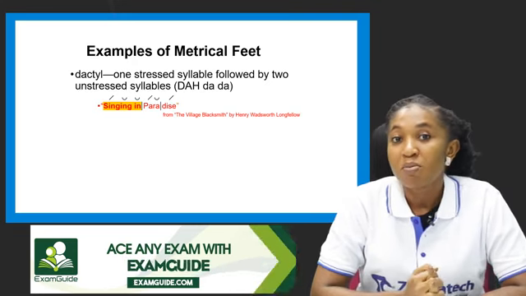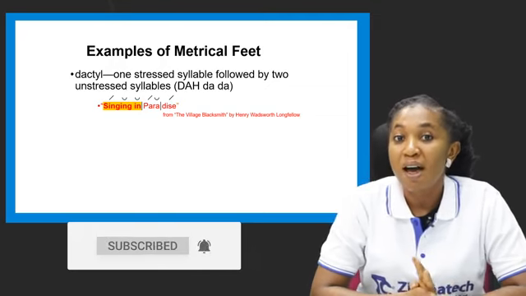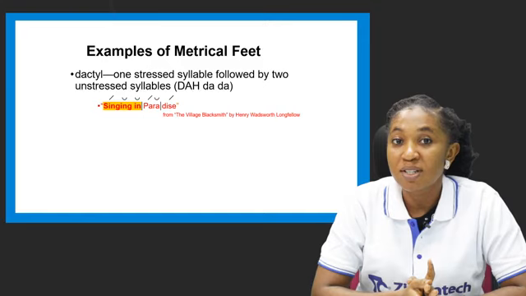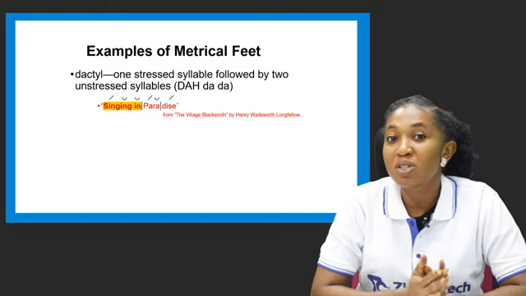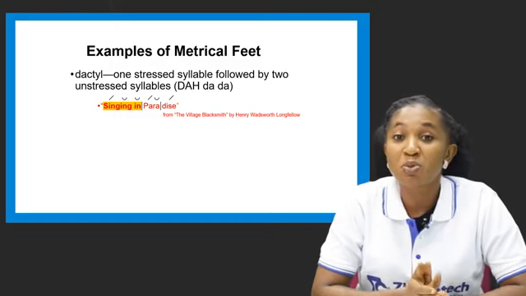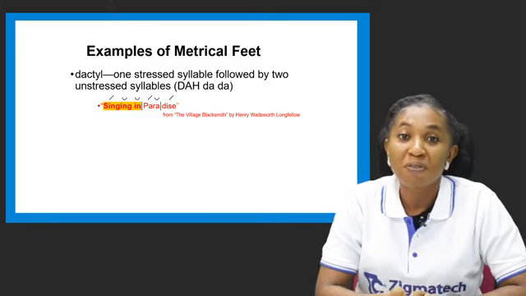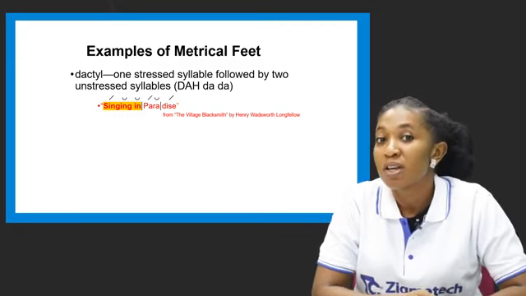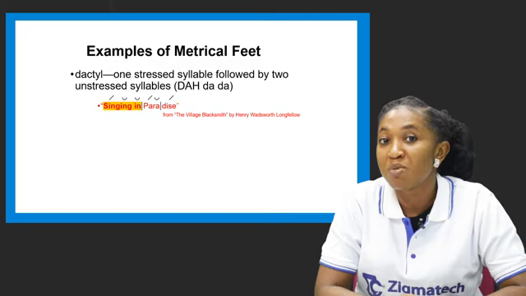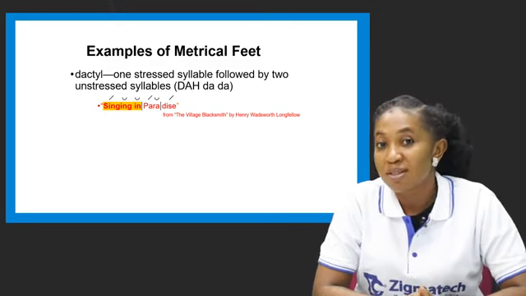So how many metrical patterns have we talked about? We've talked about five: iamb, trochee, spondee, anapest, and dactyl. Remember, the easiest way to differentiate between an iamb and a trochee is that iamb is the complete reverse of trochee. In iamb we have an unstressed syllable followed by a stressed syllable, and for trochee you have a stressed syllable followed by an unstressed syllable.